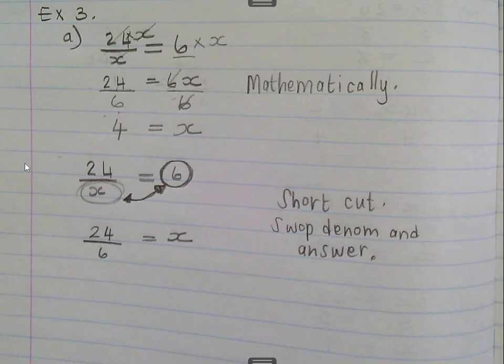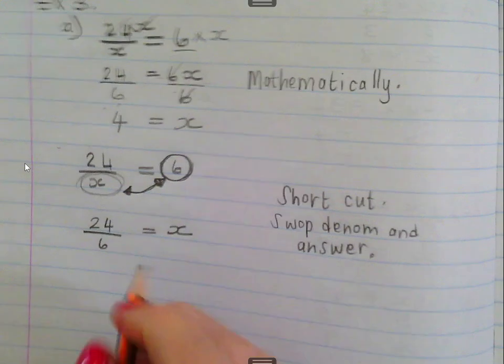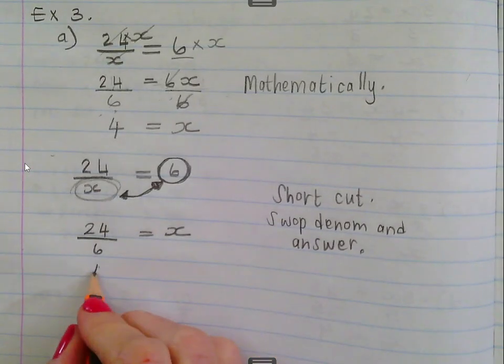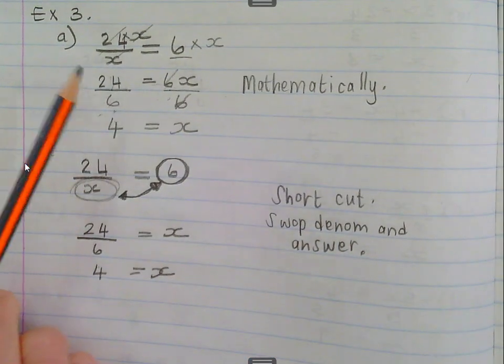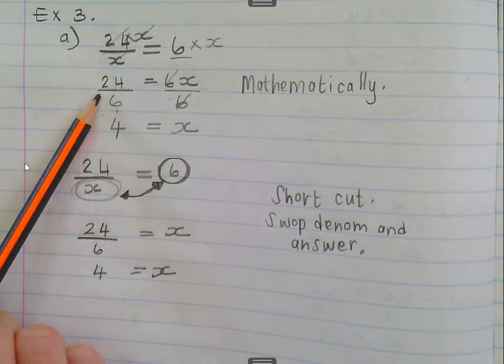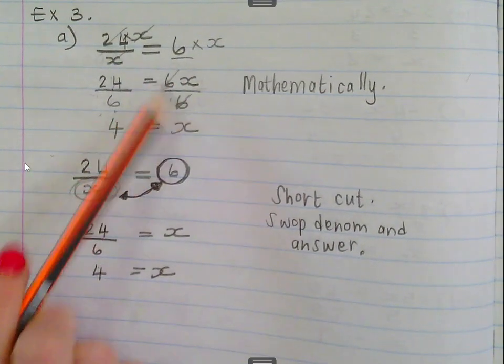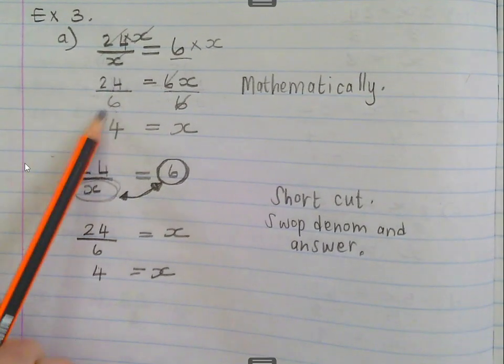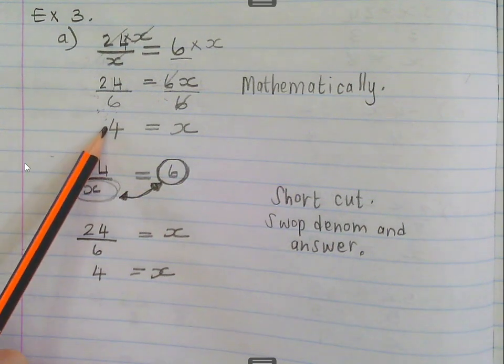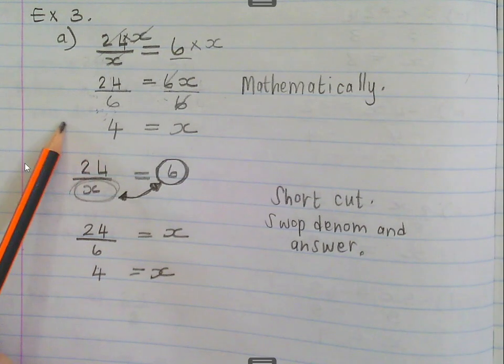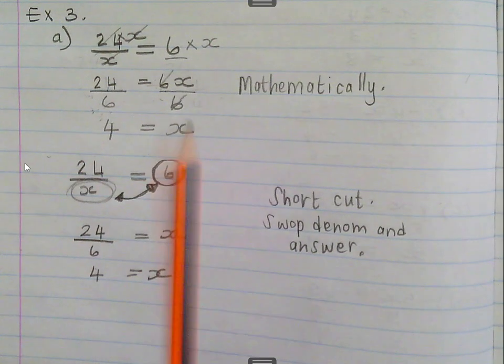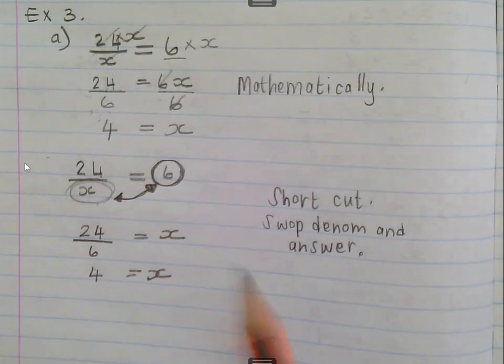Can you do the sum now? Is the variable alone? And are the numbers that are the same type of numbers on the same side? What is 24 divided by 6? And x is there. Now, if you look up at the mathematical way there, do you see when we divided by 6 there it cancelled out? We were also dividing 24 by 6, and we also got the answer of 4. And that's it. That's the shortcut. Just swap the denominator and the answer, and then you do the sum.